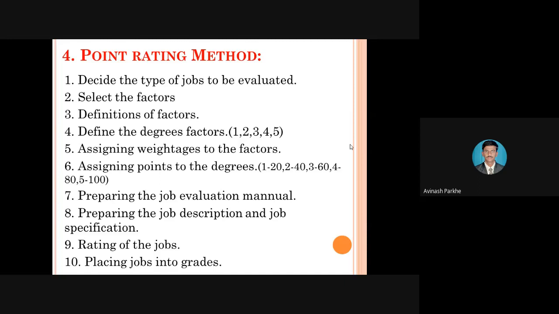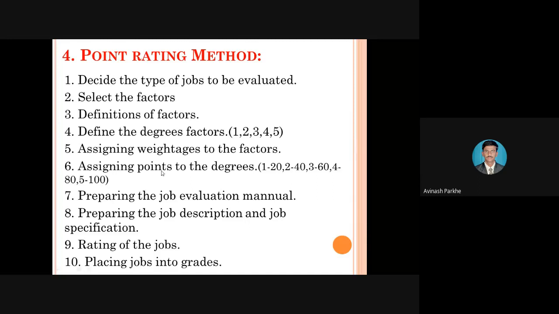So for example, I have selected factors as education, experience, responsibility, machines, material. So 20% weightage is given to the education. Okay, then 30% is given to the experience. Again, 20% is given to the material. 20% is given to the equipments. The remaining percentage will be given to all the types of responsibilities. So like that, first of all, we have to decide the weightage of each and every factor, and according to that particular weightage, the degrees are to be defined.